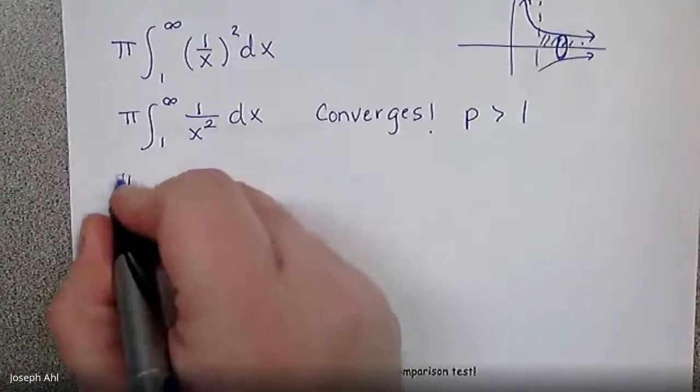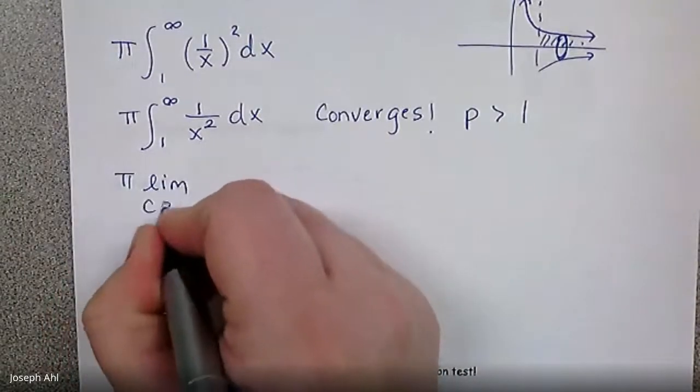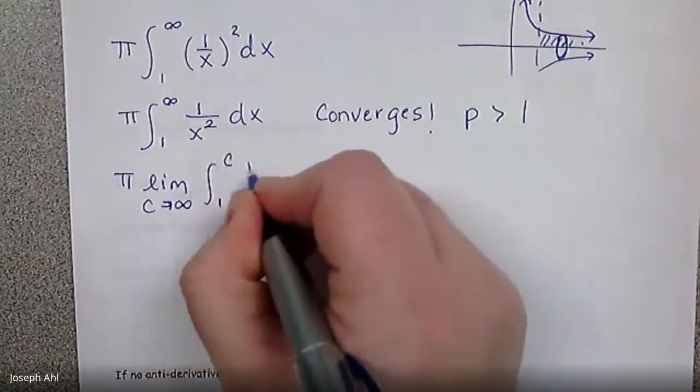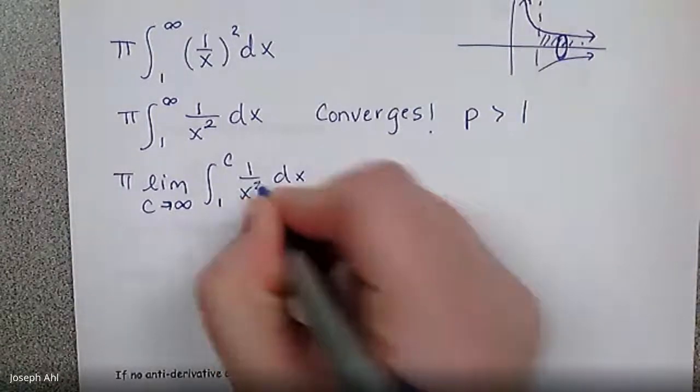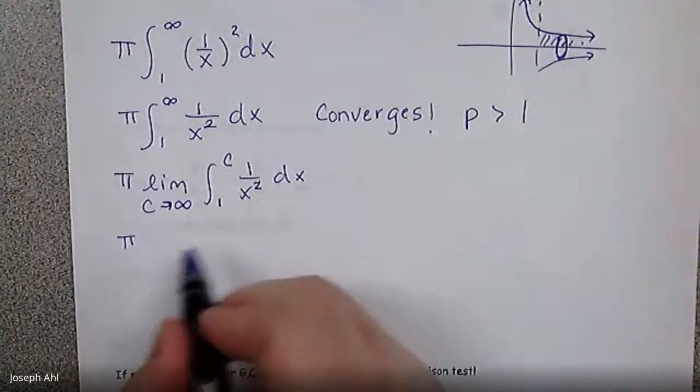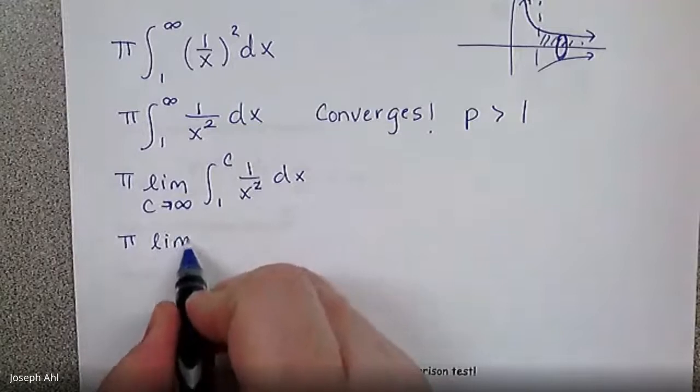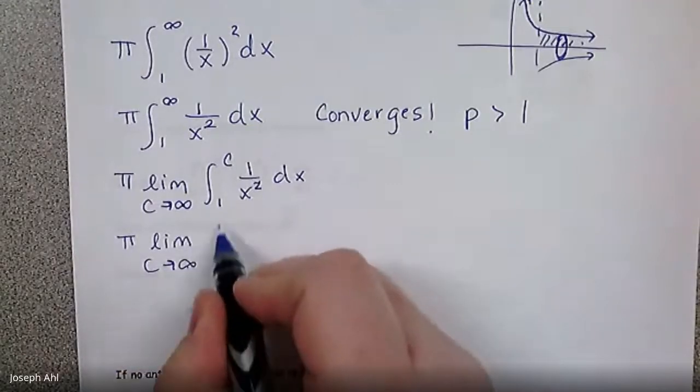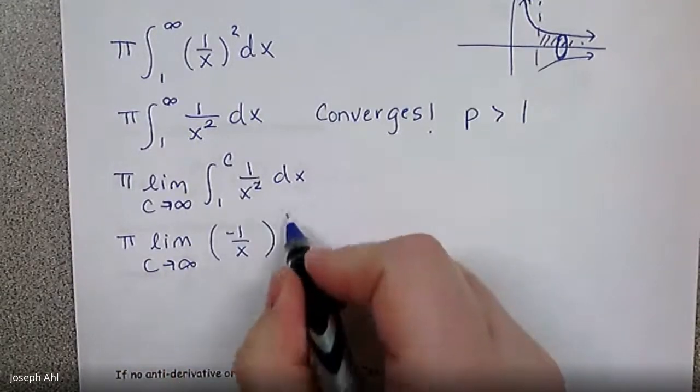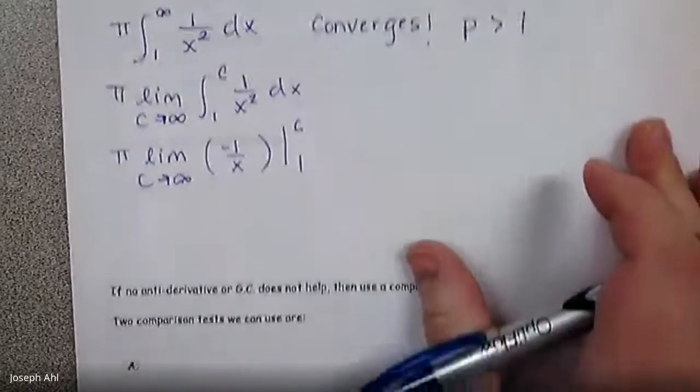So we'll introduce a limit, pi times the limit as c goes to infinity from 1 to c of 1 over x squared dx. Find the antiderivative of 1 over x squared, which is one that maybe you're pretty confident with by now, is negative 1 over x. Plug in your upper and lower bounds.